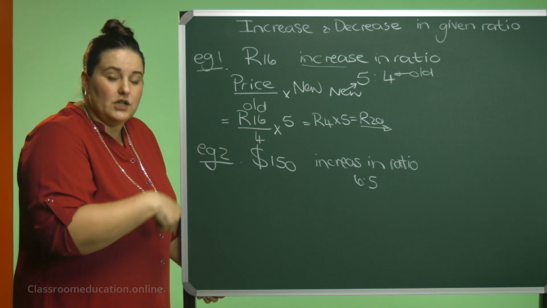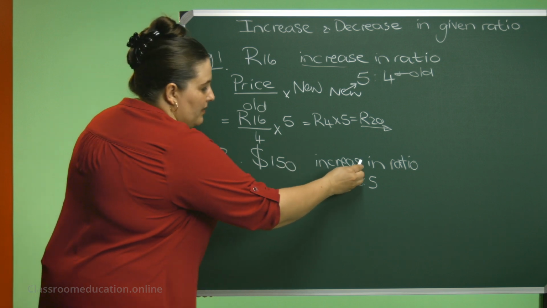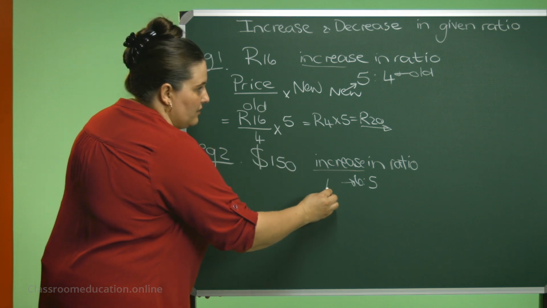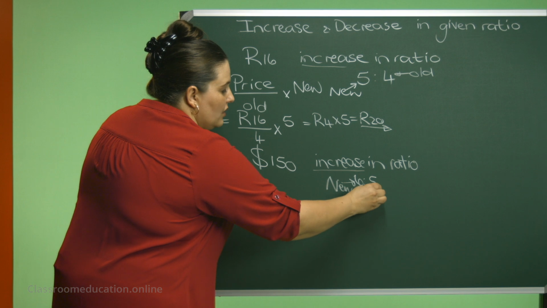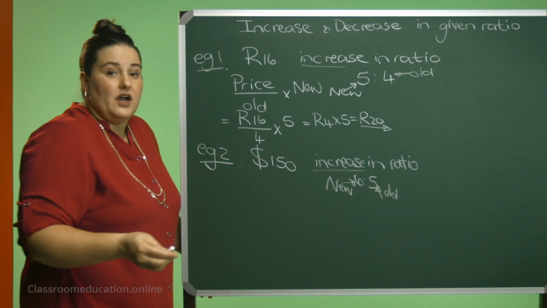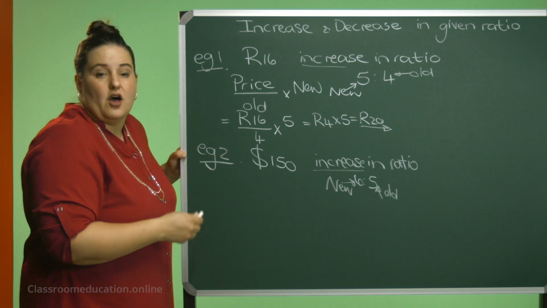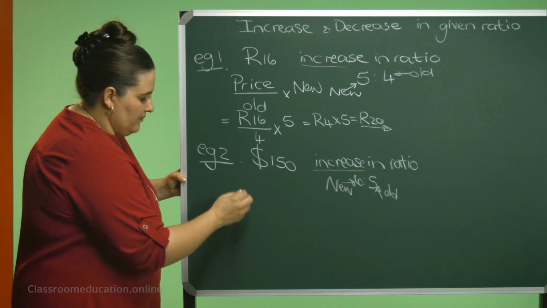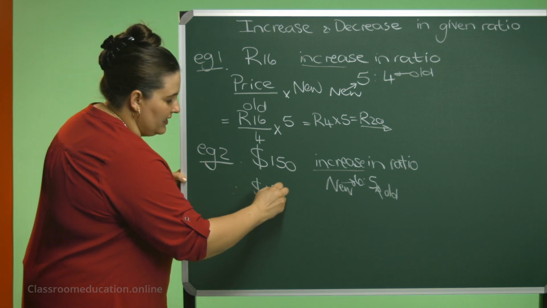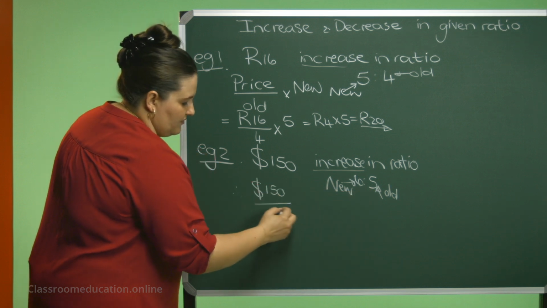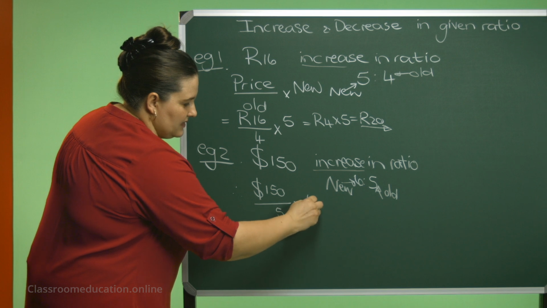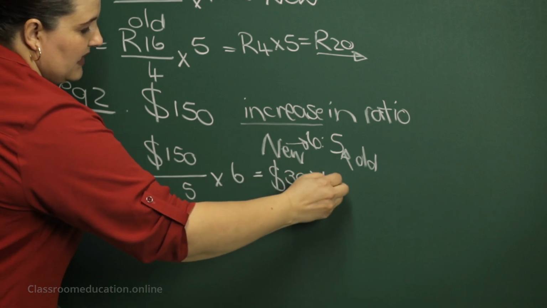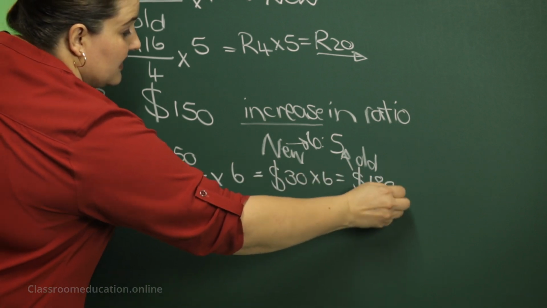Again, determine what's the old and what's the new. Because we are talking about the increase, it means that the new will be the bigger value and the old will be the smaller value. Then we are going to apply the formula that I gave you in example 1. Take your price, divide it by the old, and times by the new. So we will have $150 divided by the old, it's 5, times by the 6. So $150 divided by 5 will be $30 times 6. I'll have an answer of $180.